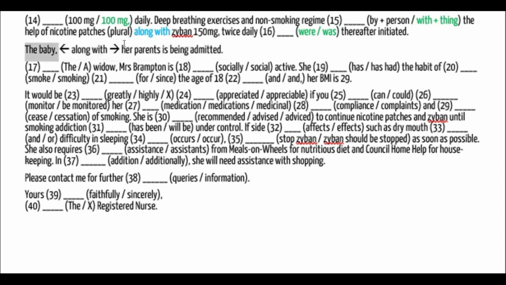At the same time, if it is "and", the baby and her parents, no comma here, are being admitted. And if you change this to "as well as", the baby as well as her parents is being admitted. Yes, correct. I hope it is all clear to you.